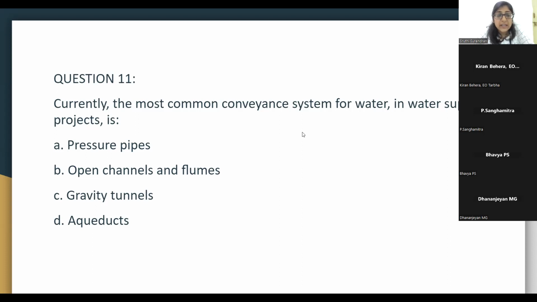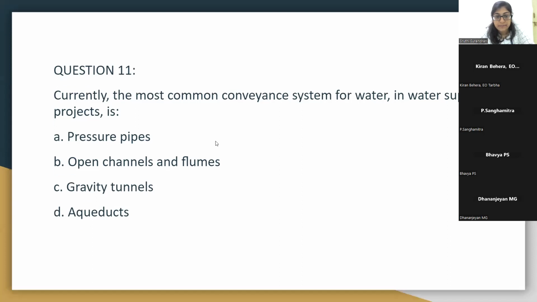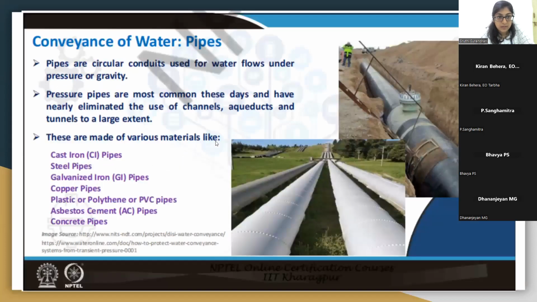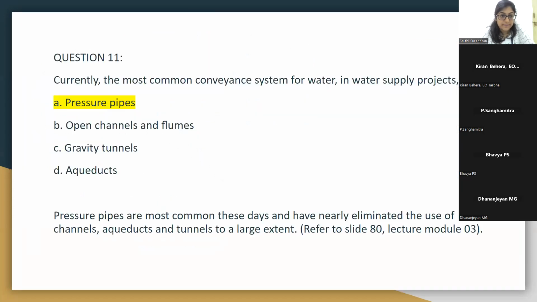So there are different types of conveyance system. One is the channel and flumes. The other is tunnels and aqueducts, and the third type is pipes. The common type of conveyance system for water is pressure pipes. Pressure pipes look like these. There are various types of materials in which they are made. Most of the time, it's the pressure pipes that are provided as a conveyance system for water. So yeah, that will be the answer.